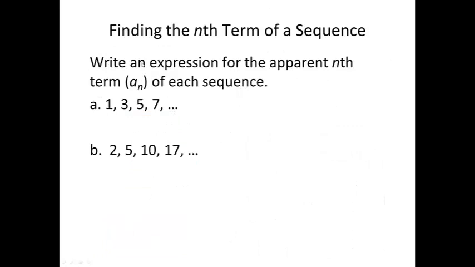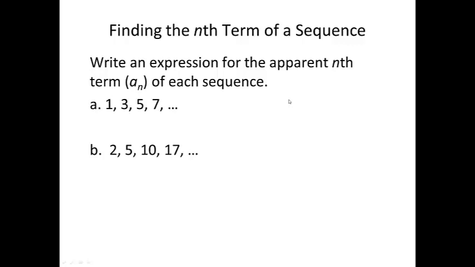All right, here we go. Write an expression for the apparent nth term. The apparent, that means apparently what could it possibly be, because there could be more than one answer. But most of the ones I'm going to give you are going to be pretty specific, so there's one answer. But there might be another way to write that expression. So you have 1, 3, 5, and 7. Okay, how would you write the nth term?